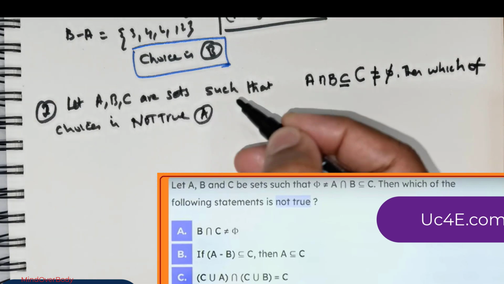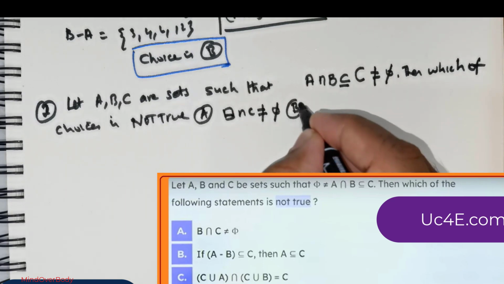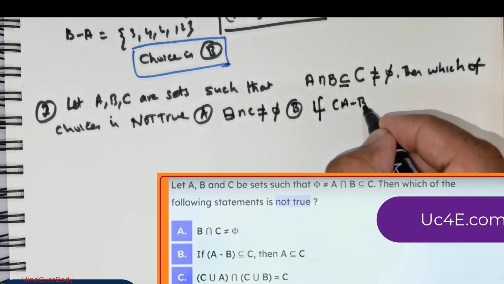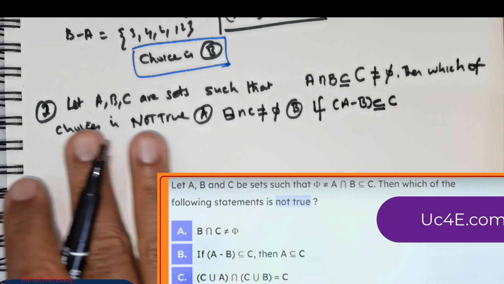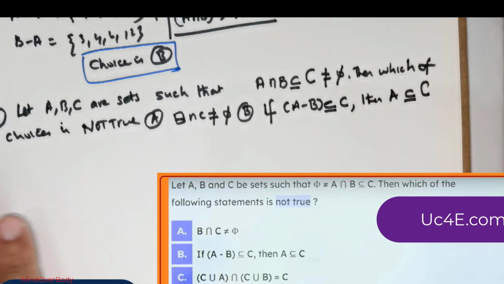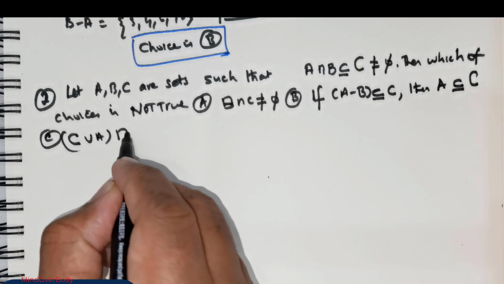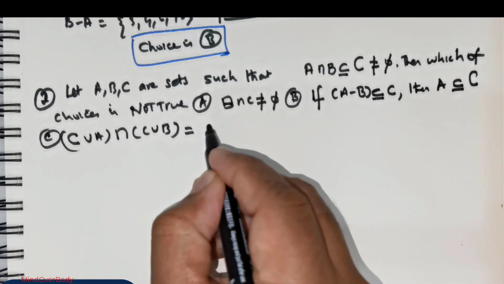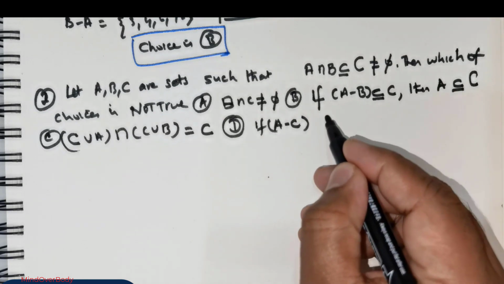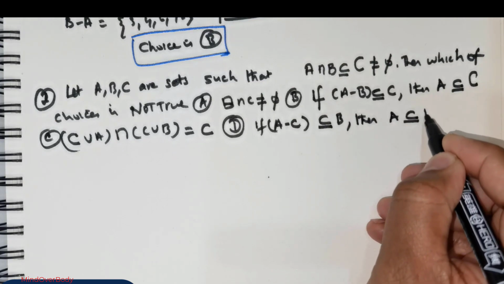So I'm going to state it here. A, B intersecting C is not an empty set. B, if, this is an all important word, if A difference B is contained in C, then A is contained in C. Now choice C, C union A intersecting with C union B is equal to C, and choice D, if A difference C is contained in B, then A is contained in B.